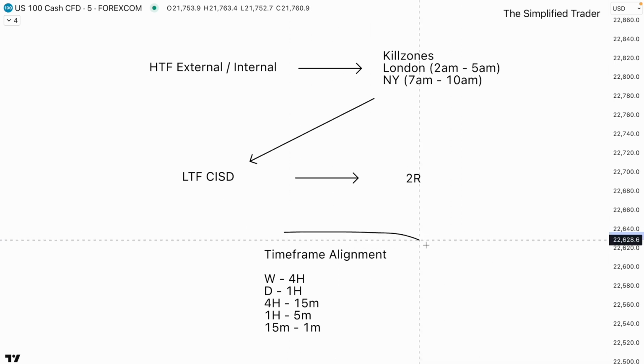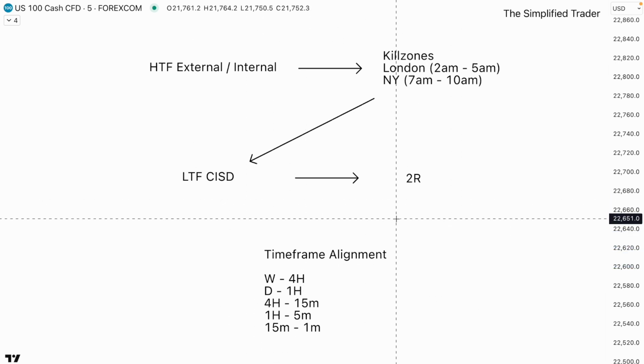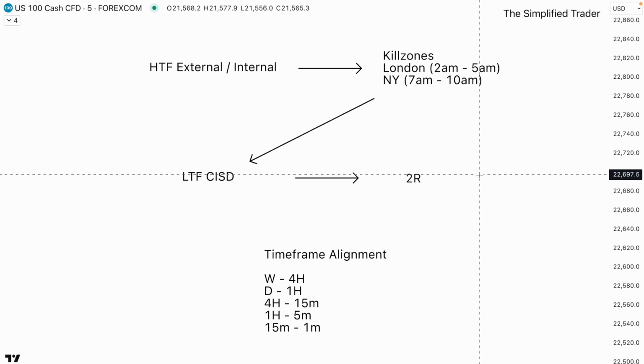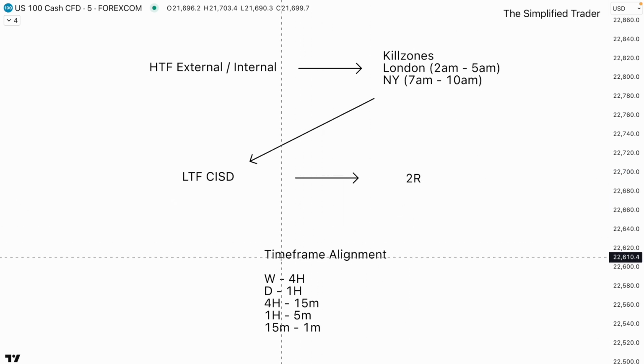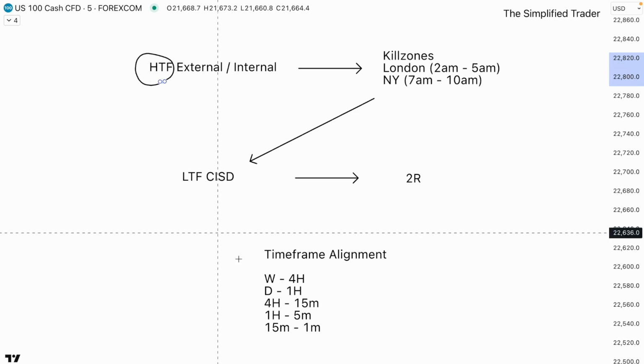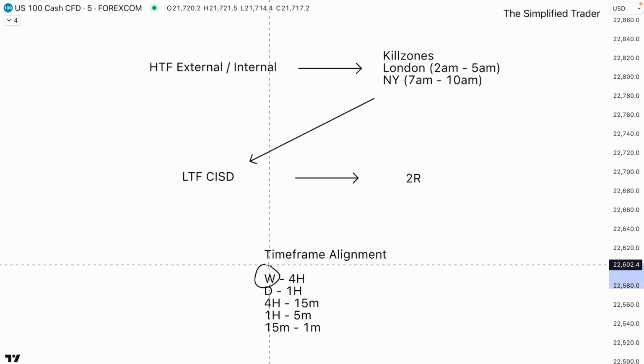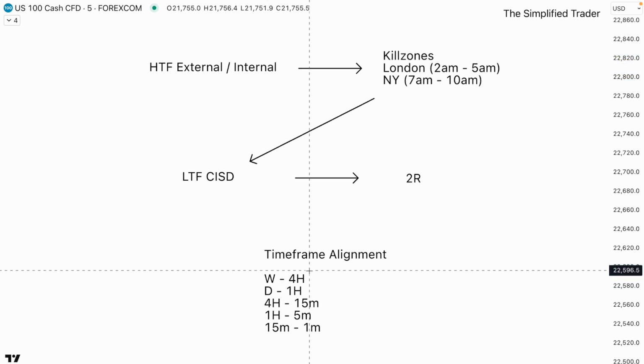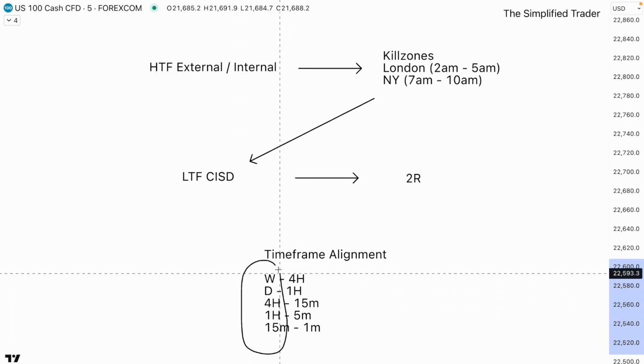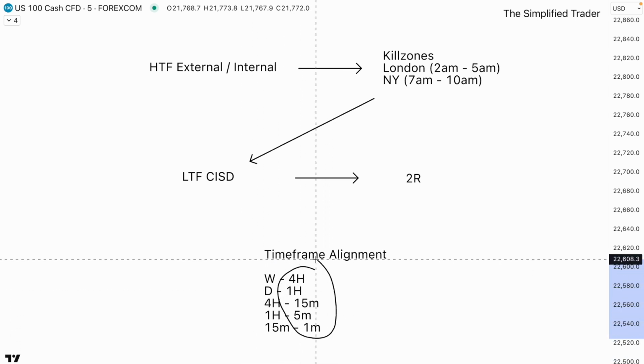Now, here we have our time frame alignment. This is extremely important, and I want you to write this down. If we are looking at the higher time frame on the weekly, our lower time frame will be the 4 hour. So here we have our higher time frames, here we have our lower time frames.